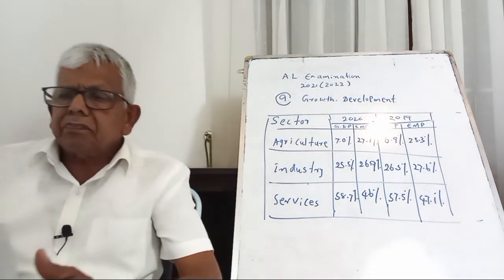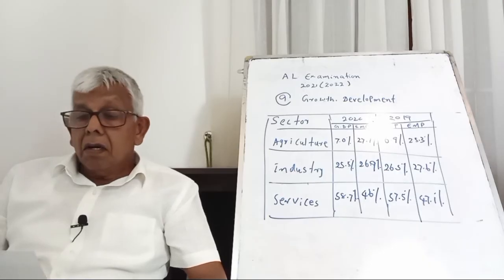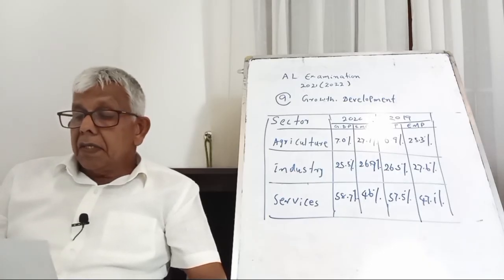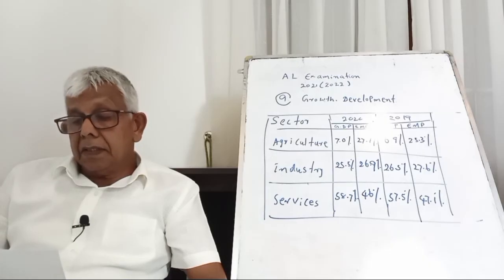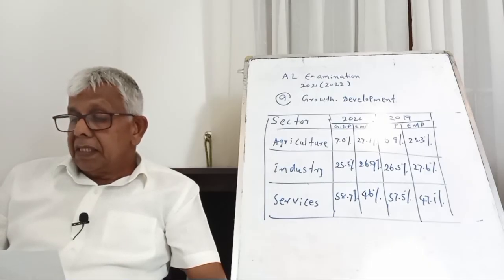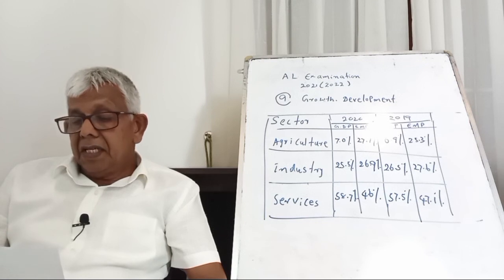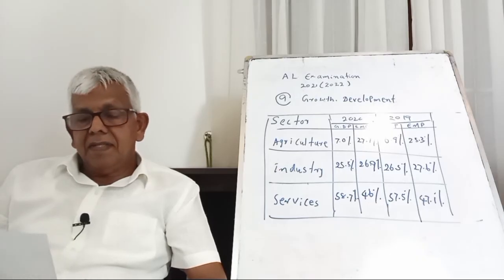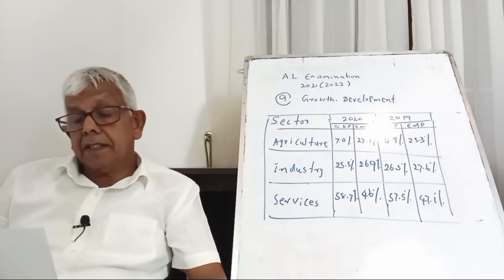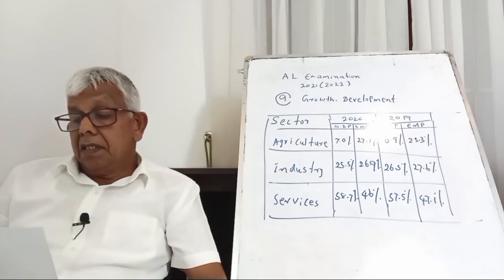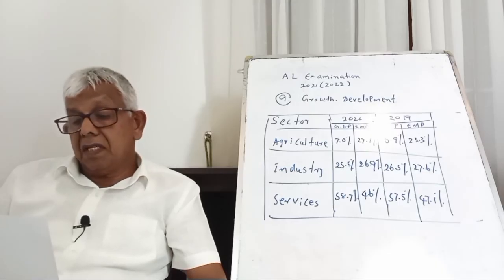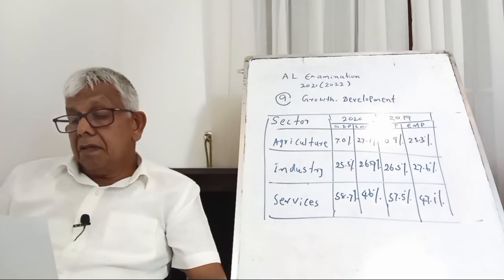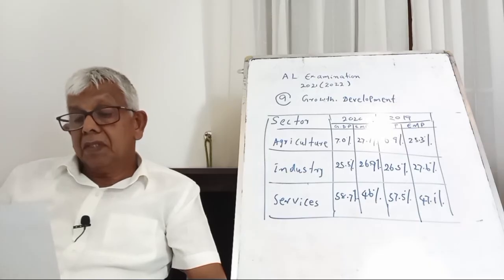Next one. What is Sri Lanka's current position in the following key indicators guiding investors? A, ease of doing business index. B, global competitiveness index. And C, corruption perceptions index.